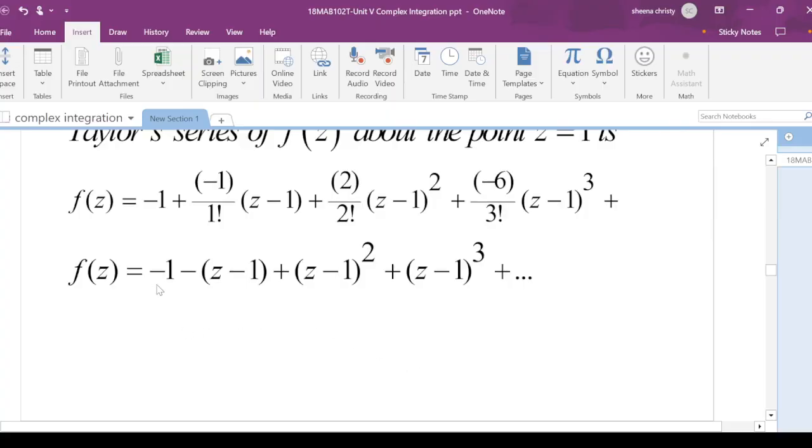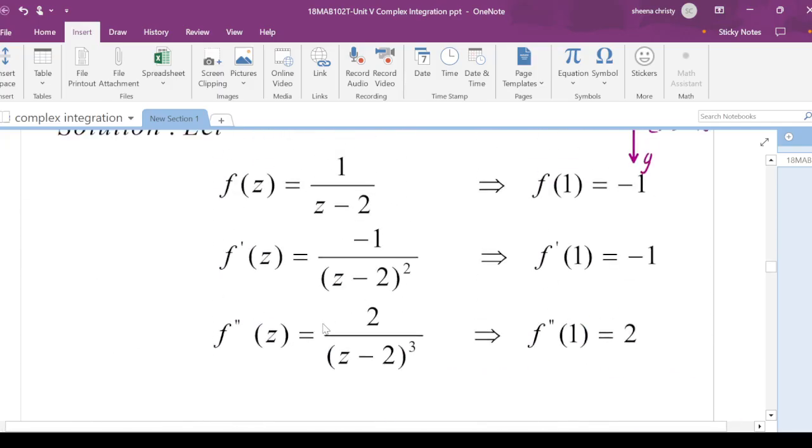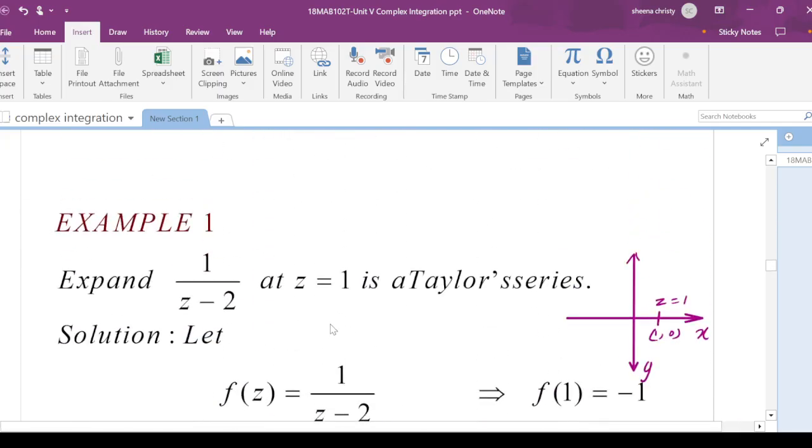By doing the simplification, you will get minus 1 minus z minus 1, plus 2 gets cancelled. You are going to have z minus 1 the whole square, and 3 factorial is going to be 6, so these two get cancelled. You will have minus sign, minus z minus 1 the whole cube, etc. Hope you understood how to find out the Taylor series expansion of this problem.